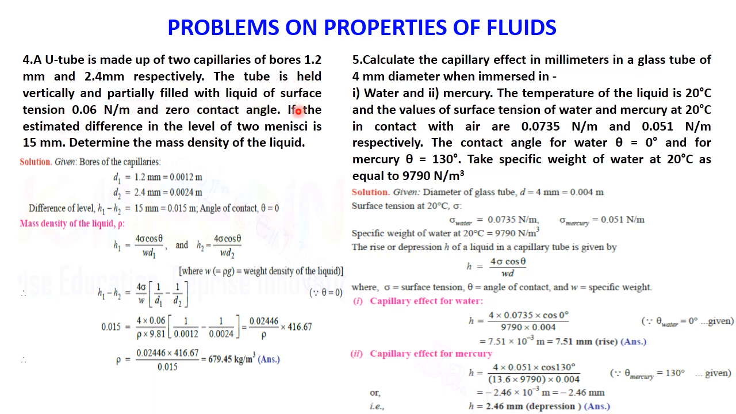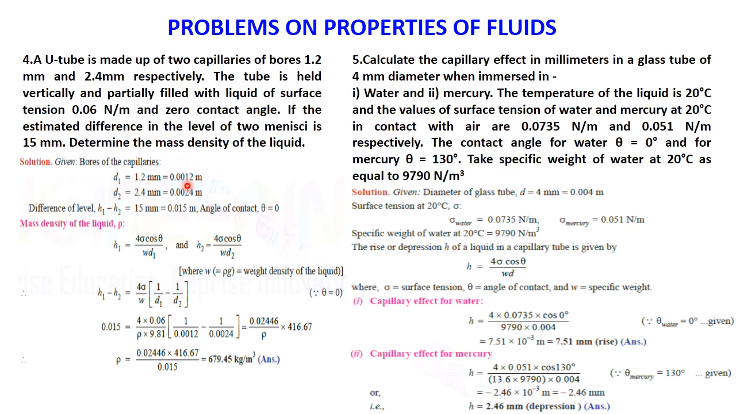The tube is held vertically and partially filled with liquid of surface tension, the value is given as 0.06 Newton per meter. So that is the sigma value, and zero contact angle. So again we can say that this is water. So the theta value will again be 0. If the estimated difference in the level of two menisci is 15 mm, so this difference h1 minus h2 will be equal to 15 mm, and we have to find the mass density of the liquid.